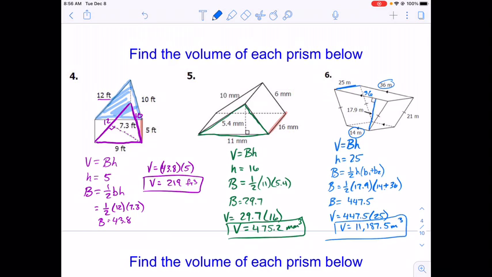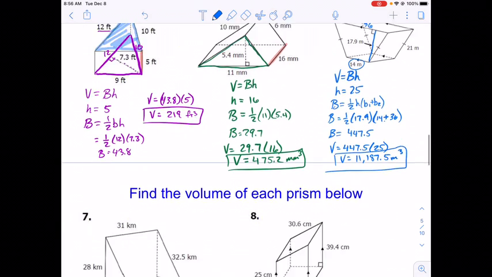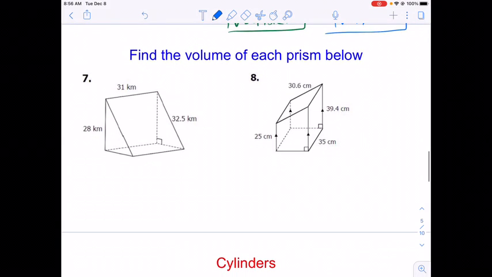All right, so remember the formula we use for the area of the base is going to change based on what shape that base is. So let's look at the next one here. In 7 and 8, we may have to do a little work here. So let's look to see what we have here.